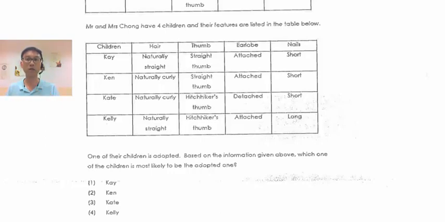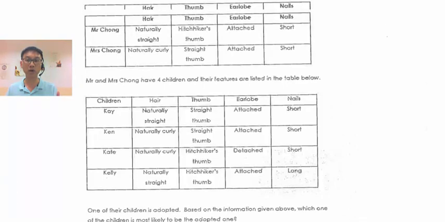Okay, so based on the information given, which one of the children is most likely to be the adopted one? So how do you know whether a child is adopted or not? Because it's not produced by the parents, this person will not have the traits of his or her adopted parent, because they are not their real or biological parent. So that's what we will use to help us understand. We will look at the features, and the one that does not have similar features will be the one that is adopted.